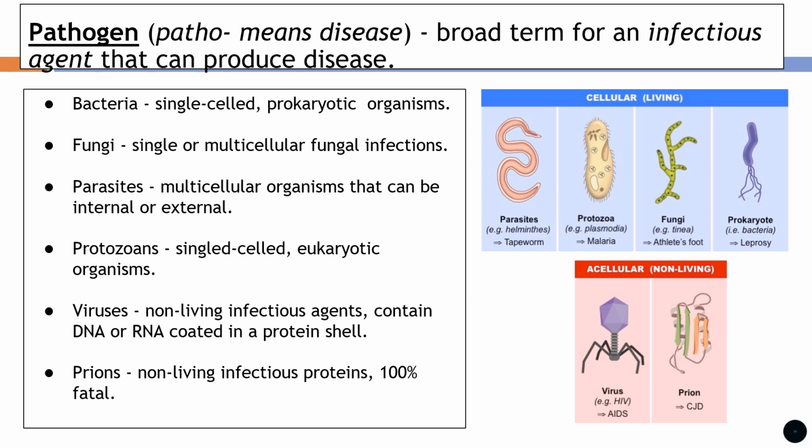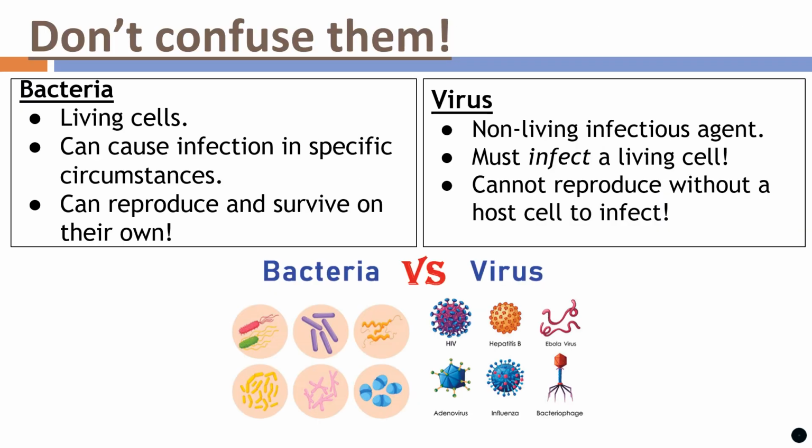So first, let's talk about what is a pathogen. Patho means disease. It is going to be a broad term for an infectious agent that can produce disease. We have a few different ways that this can happen. This can happen with bacteria, fungi, parasites, protozoans, viruses, and one you don't hear a lot about but does happen sometimes is prions.